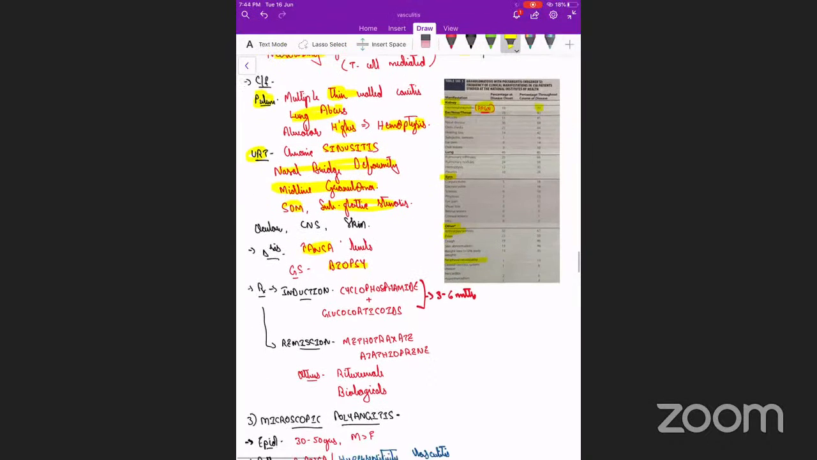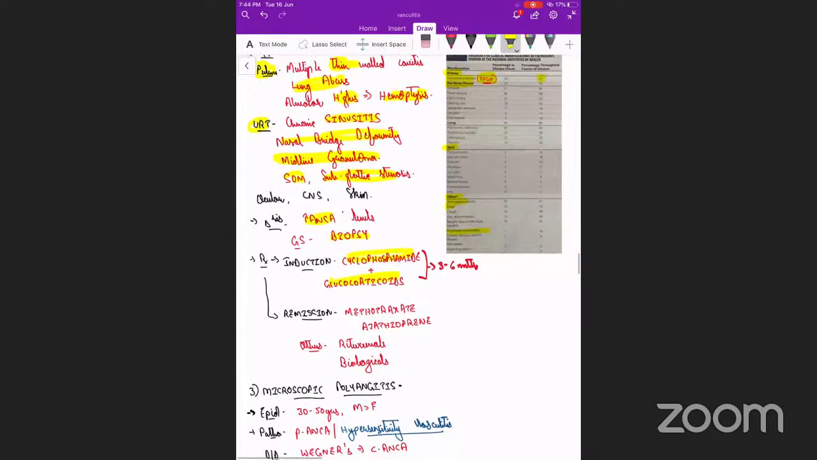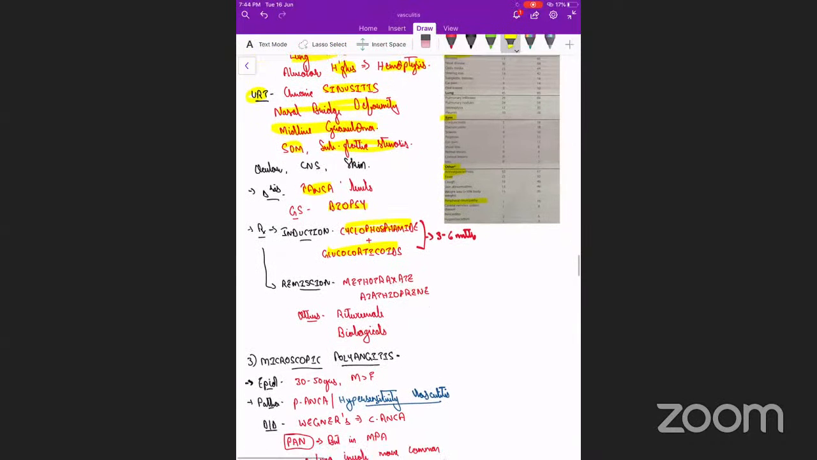And usually, most of the ANCA-mediated vasculitis, how are they treated? They're treated with a combination of cyclophosphamide and glucocorticoids. They treat it for some amount of time. After that, for remission of the disease, they treat with methotrexate or azathioprine in the remission phase. First is the induction phase, second is the remission phase.